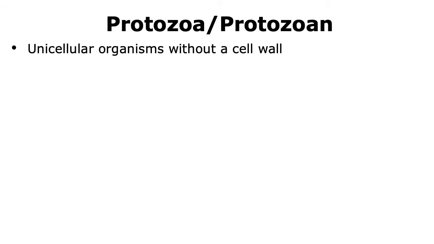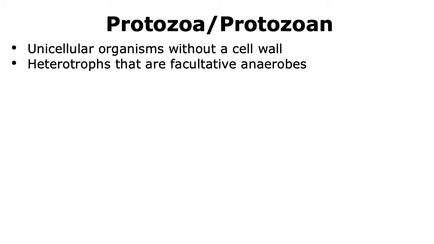Now let us look more into the structure of protozoans. So they're unicellular organisms and they don't have a cell wall. They're heterotrophs, which means they can't make their own food, unlike plants. And they usually are facultative anaerobes. When we look at the size of the protozoans, they can range from 2 to 100 micrometers.